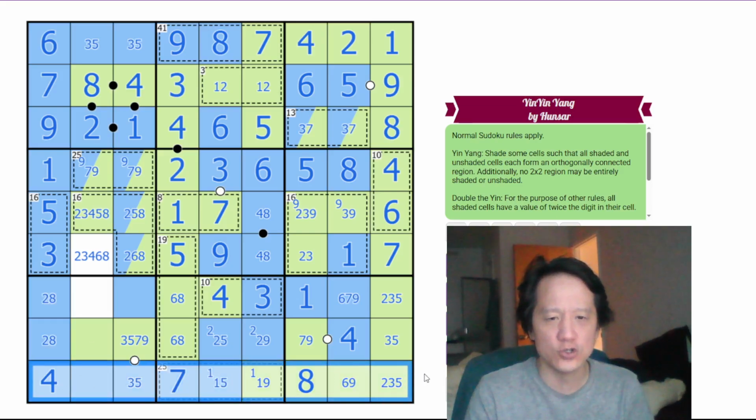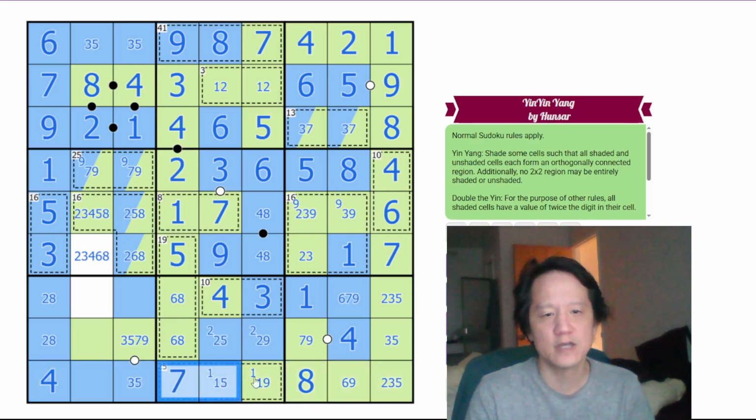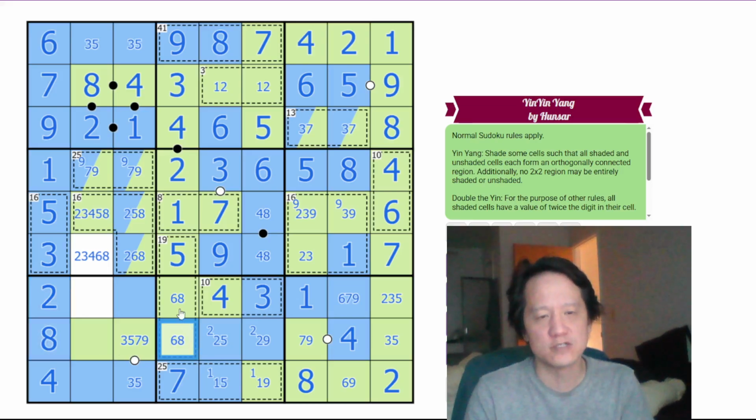Where is the 2 in row 9? Can't be here because of the 2, 8 pair in the box. Can't be here because of the way the cage adds up. So this must be 2 here. One of these being 2 means this can't be 2. This is 8, this is 2. This 8 forces this to be 6 and 8.